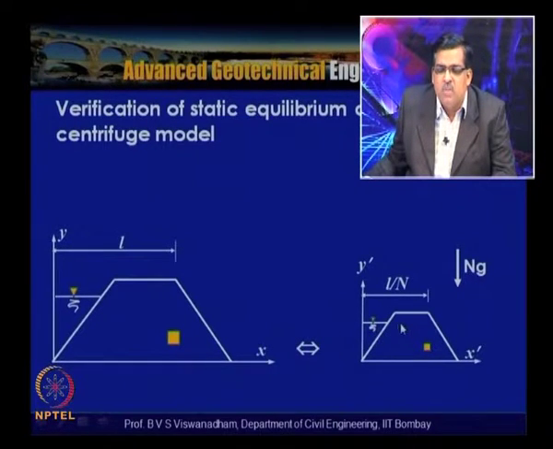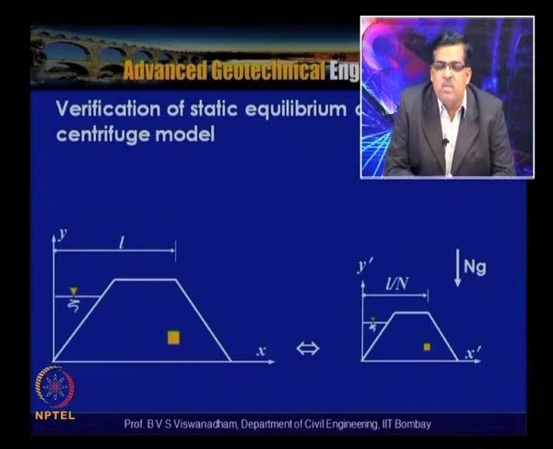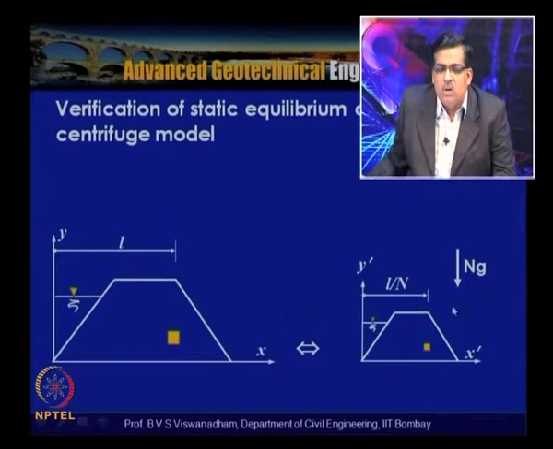All these dimensions have been reduced, and here this element has sizes dx, dy, dz. Similarly, both the models are constructed with the same mass density, and the volume of the element considered in the prototype is dx, dy, dz, and in the model, reduced by 1 by n times, it is dx, dy, dz by n cube. So this model represents the representative conditions of the prototype.